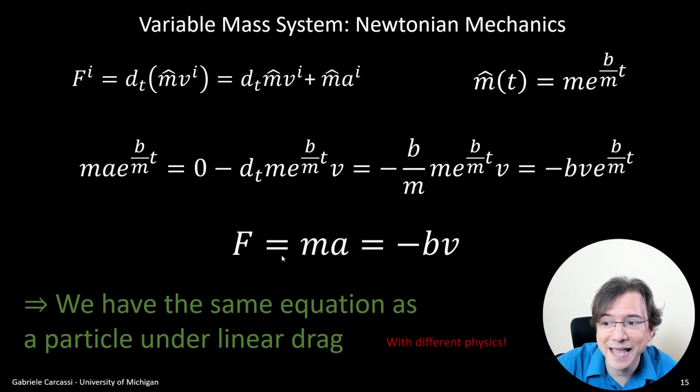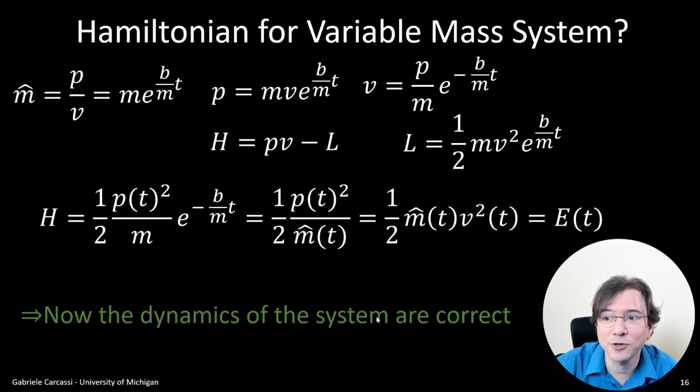But this ma is not really the force, this m is a constant, it's not the mass. And this is sort of an apparent force that we have because the mass of the system is increasing. And so we have the same equation as a particle under linear drag, but with different physics. And this is sort of the first point, is that you can have the same equations, but the system is different. So the equations by themselves are not enough to tell you what systems you have.